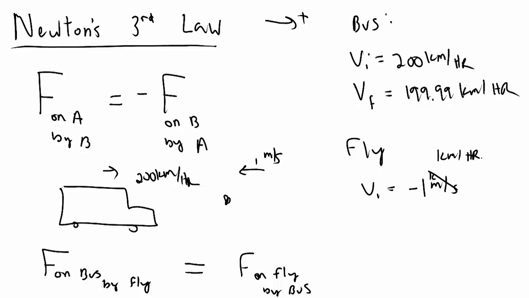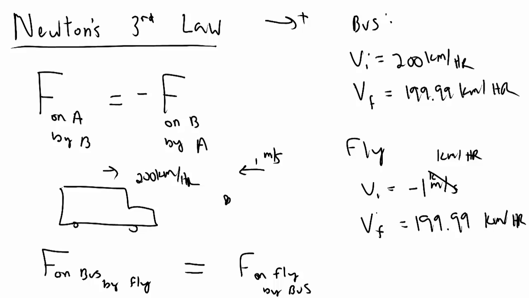So the fly was going at minus 1 kilometers per hour because it was going to the left, and afterwards it stuck to the windshield of the bus, which means that it is also going 199.99 kilometers per hour. And the collision for the fly took the same amount of time as the collision for the bus. So you can see how the change in velocity for the bus is really small, and the change in velocity for the fly is really big. So the fly had a much greater acceleration than the bus. And so then the question is, how can I claim that the force between the fly and the bus is the same, even if the effect, or the acceleration, is very different?